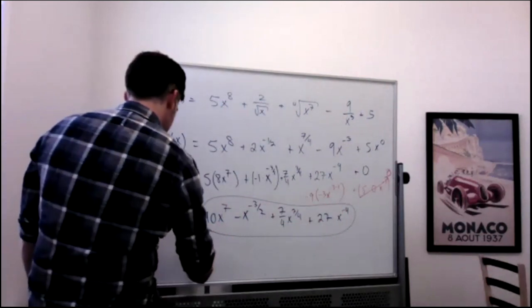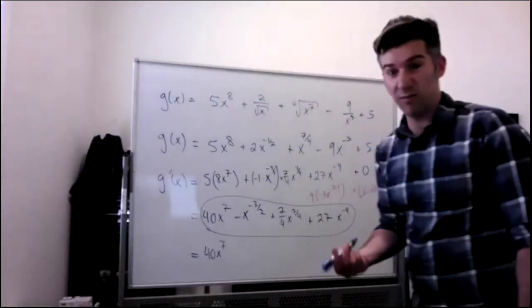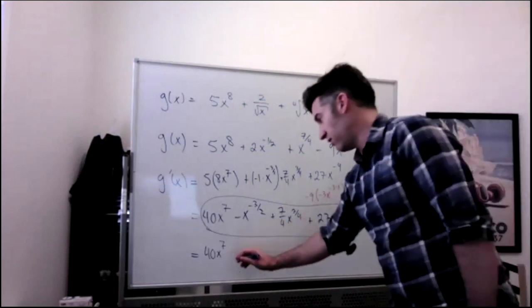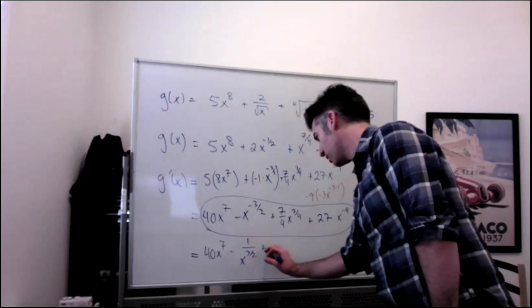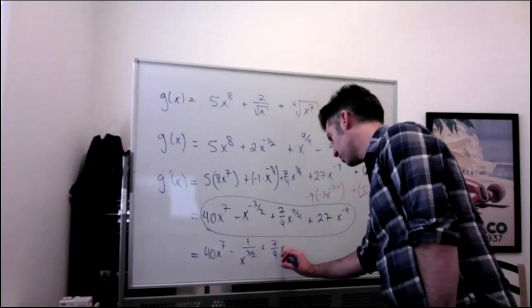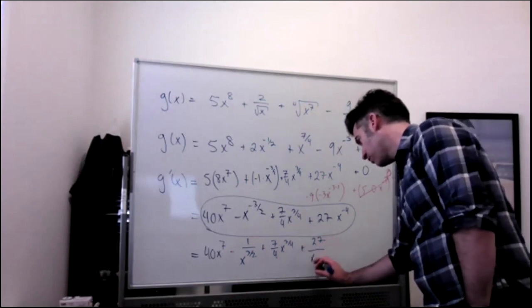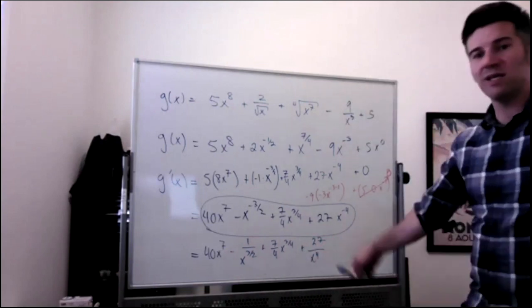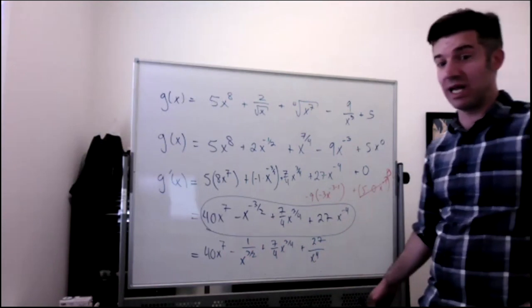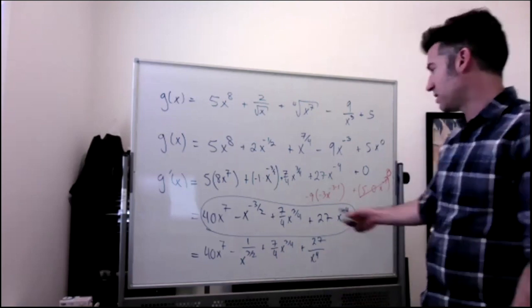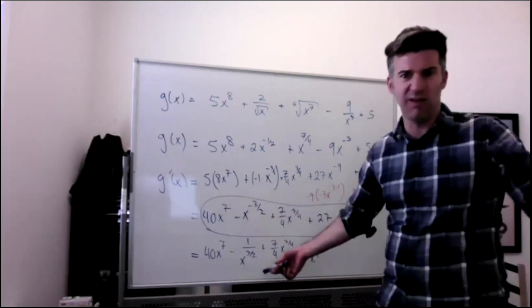On the other hand, it would also be perfectly legitimate to write it so everything had positive powers, meaning 40x to the 7th minus 1 over x to the 3/2 plus 7/4 x to the 3/4 plus 27 over x to the 4th. Writing it this way makes it more clear that 0 is not in the domain of this derivative, or that this function is not differentiable at 0. Writing it the other way is less obvious. Writing this way is like, oh yeah, of course x can't be 0 because you can't divide by 0.